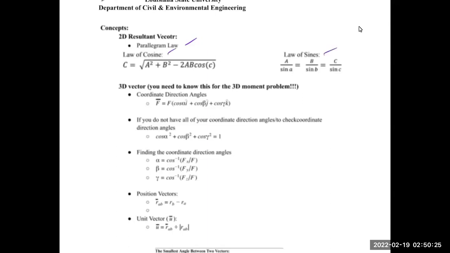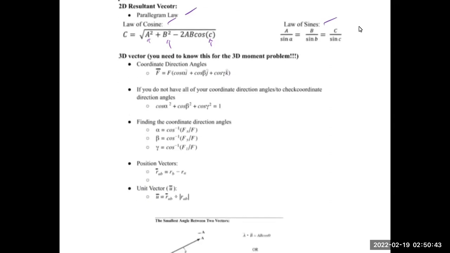And we know that we use the law of sine when three of those parameters are met. And same thing for the law of cosine. We can only use it when we know the smallest angle between two vectors. All right, and then for 3D vectors, there are going to be coordinate direction angle problems. For coordinate direction angles, if you have one angle that's missing, just utilize this equation right here, because when they are summed together, they equal 1.